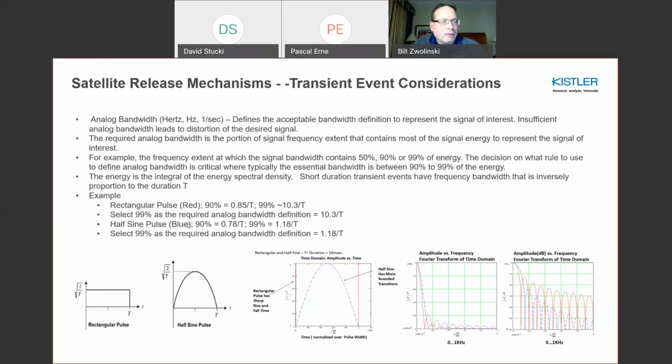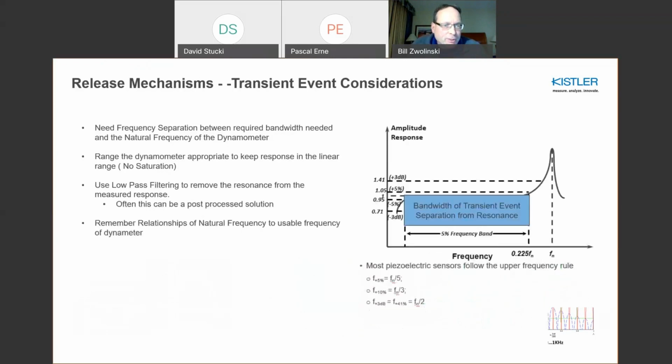So if you see here, as a general rule of thumb, the 99% energy bandwidth of a rectangular pulse is around 10 times the inverse pulse width, whereas for a half sine pulse, it's typically on the order of the inverse of the duration of the event. So if you had a 1 millisecond event, 1/1 millisecond is 1,000 hertz, for example. You can see that the magnitude of frequencies can be quite large depending on what your transient event is, and obviously that feeds into your force measurement design.